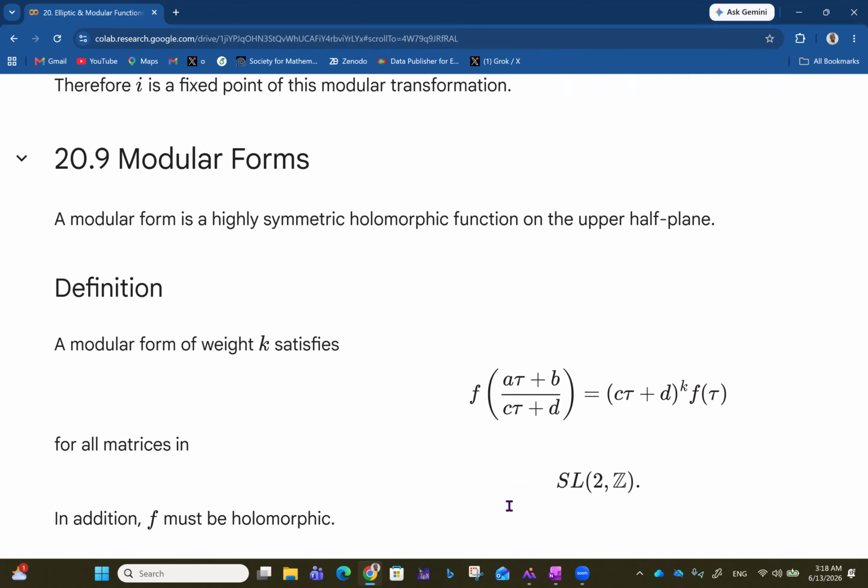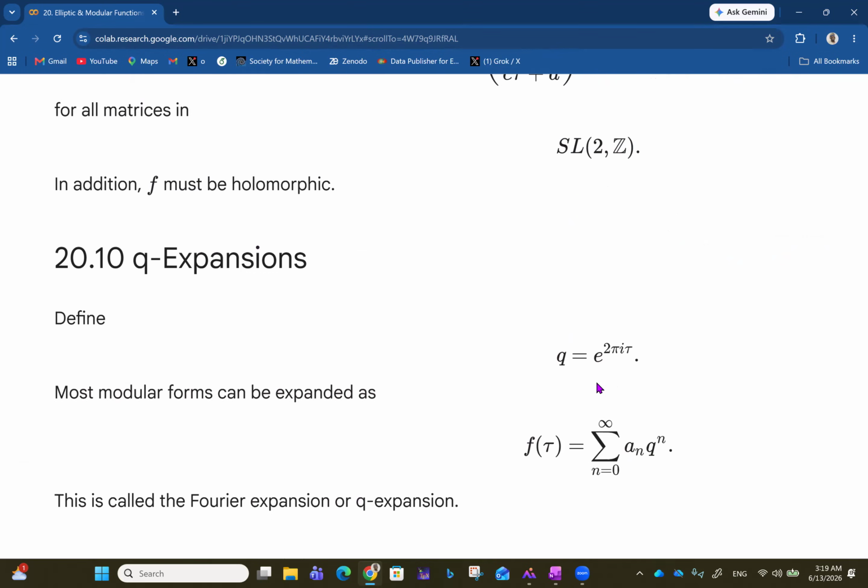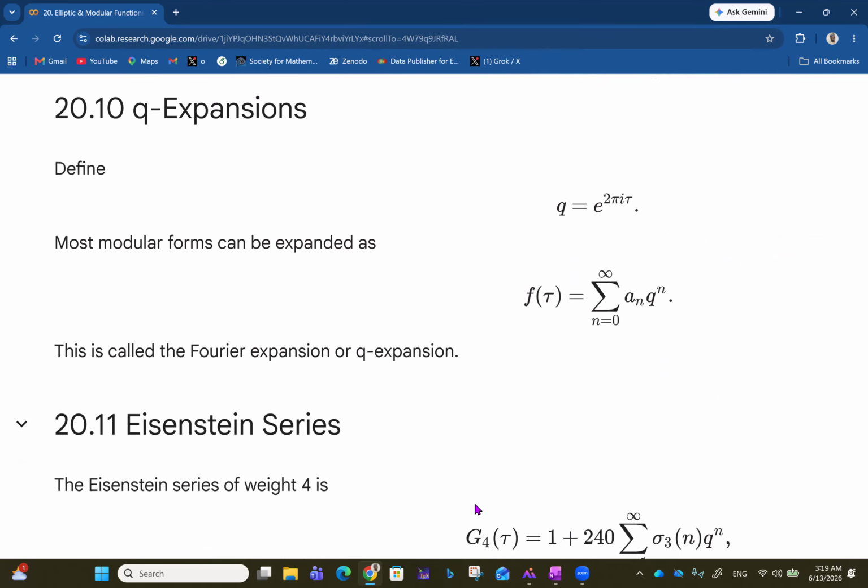And then we have some other modular forms. A modular form is a highly symmetric holomorphic function on the upper half plane. By definition, a modular form of weight k satisfies f of (a tau plus b) over (c tau plus d) is equal to (c tau plus d) raised to k times f of tau, for all matrices in SL(2, Z). In addition, f must be holomorphic. So then we have q expansions. If you define q to be e to the 2 pi i tau, most modular forms can be expanded as f of tau equals the summation from n equals 0 to infinity of a sub n q raised to n. This is called the Fourier expansion or q expansion.